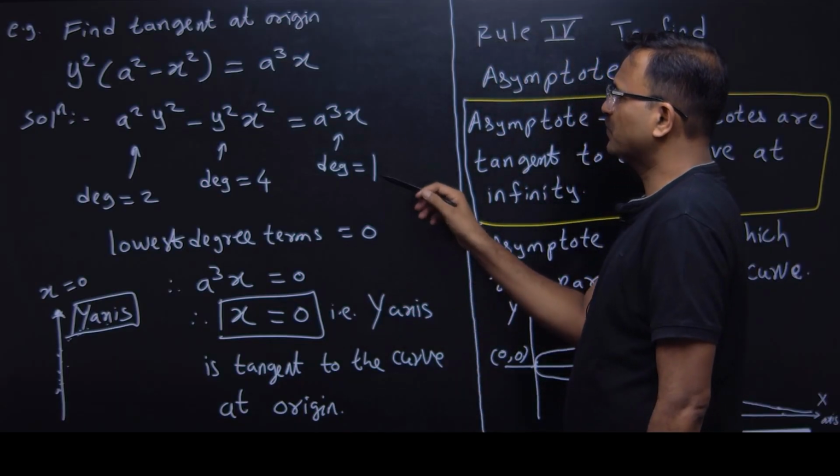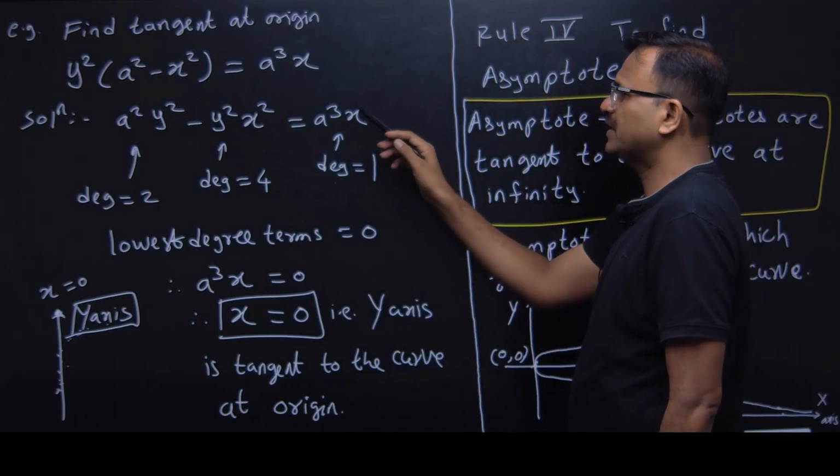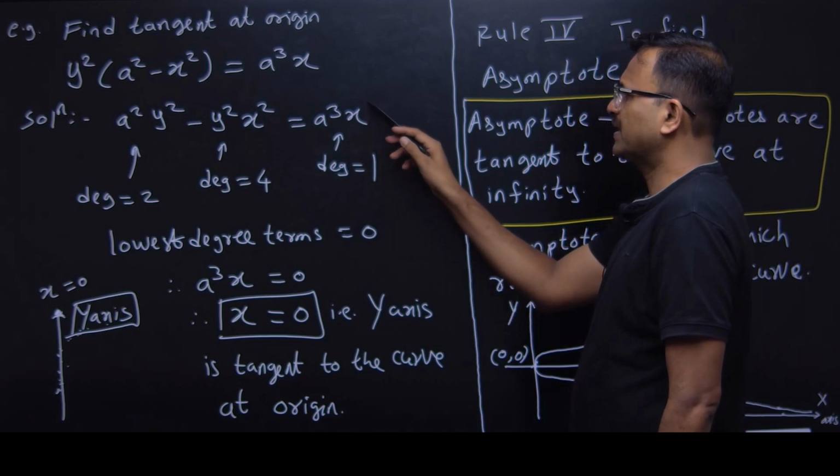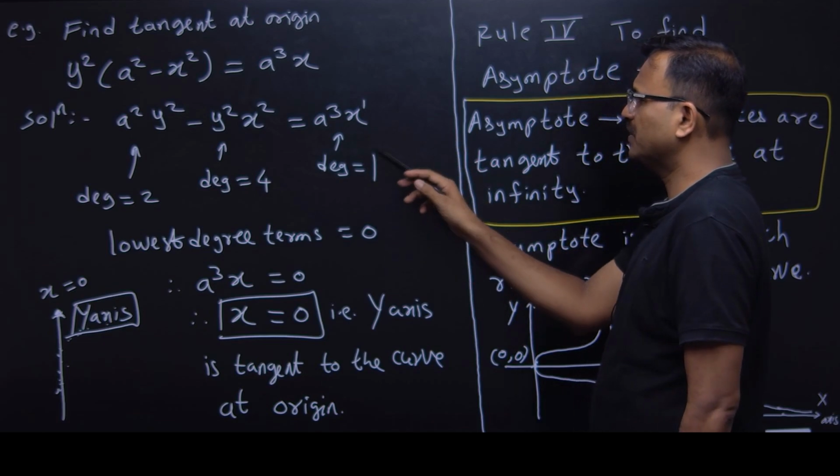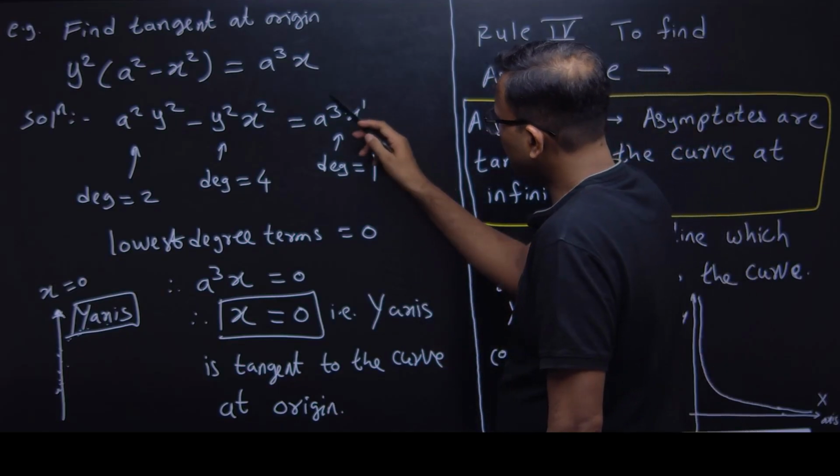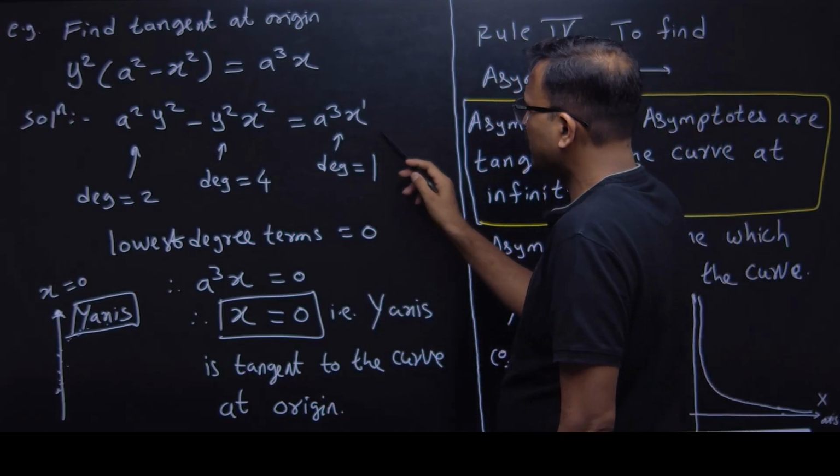A cube x, degree is 1. Remember, a cube is a constant. Degree of that is considered as 0. So 0 plus 1, it is x. So it is x raised to 1. Degree of that becomes 1. The lowest degree term in this equation is a cube x.